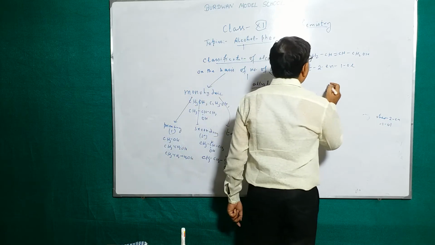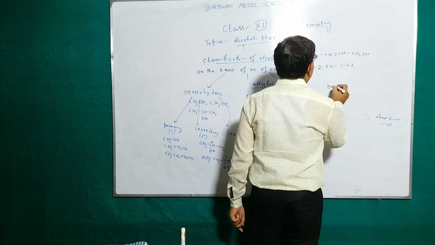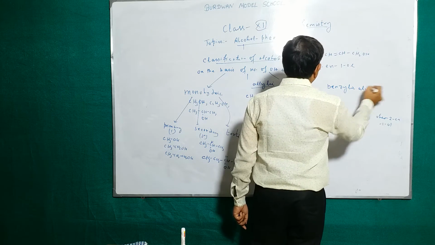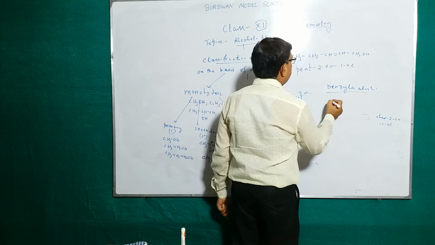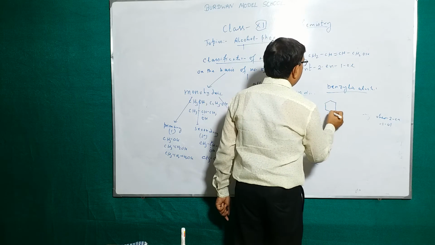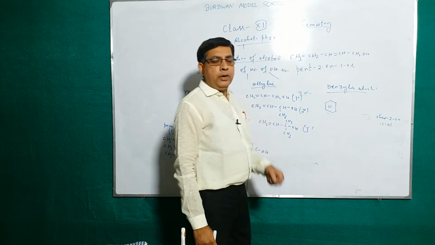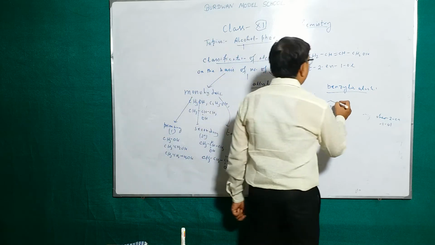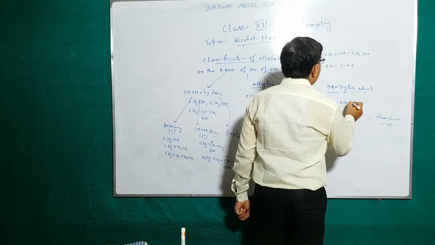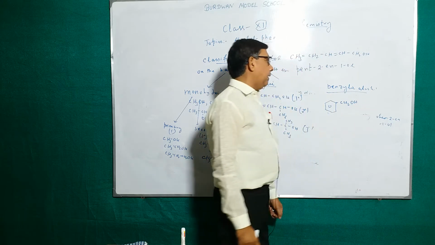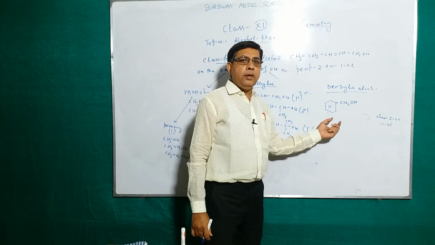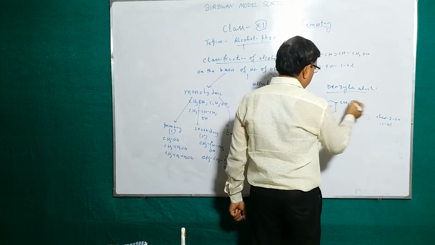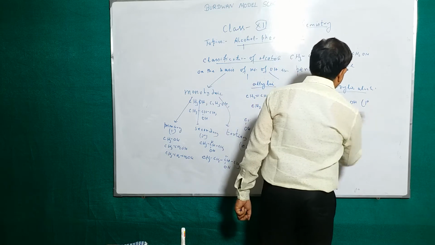Another classification is benzylic alcohol, that is, the OH group attached to the benzylic carbon. What is benzylic carbon? The carbon atom just adjacent to the benzene ring. If a carbon atom is attached to the benzene ring, it is known as benzylic carbon. Say benzene ring with CH2OH. This is called benzyl alcohol. This again may be primary, secondary, and tertiary. Here the carbon atom is attached to 1 carbon atom, so this is 1 degree benzyl alcohol.